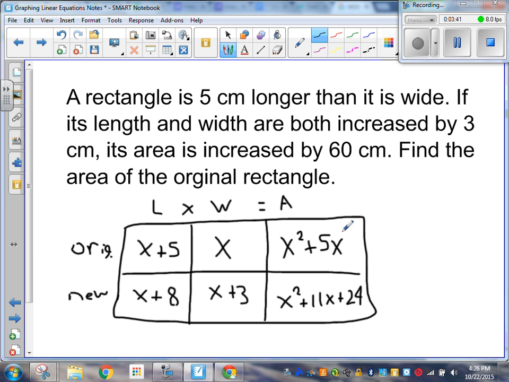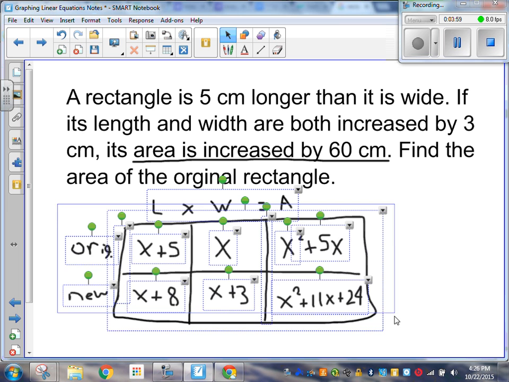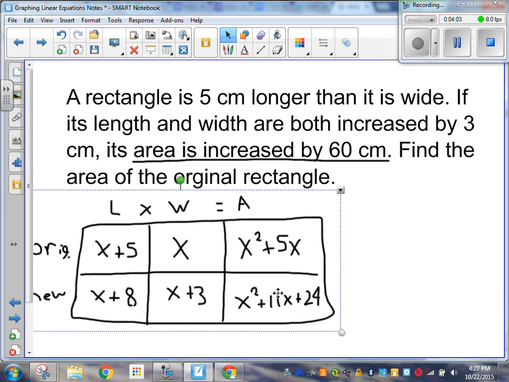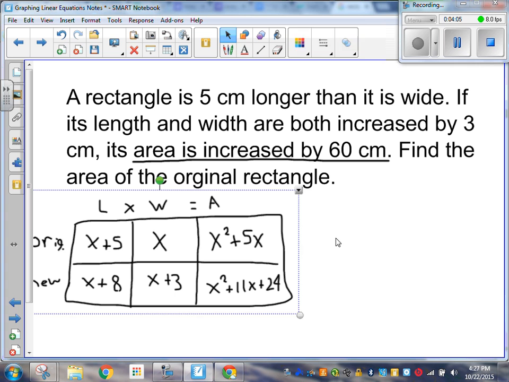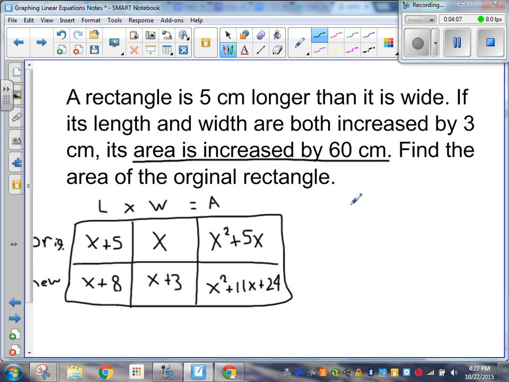Now we have to do a little thinking. It says to find the original area. Well, let's just read the problem. It says the area was increased by 60 centimeters. That means the difference of the areas, difference, keyword there, of the areas is 60. Now, I know we're not used to subtracting things. In fact, all of our equations have been adding, but we can actually finally subtract our areas. I know we haven't done that before, but think about it.